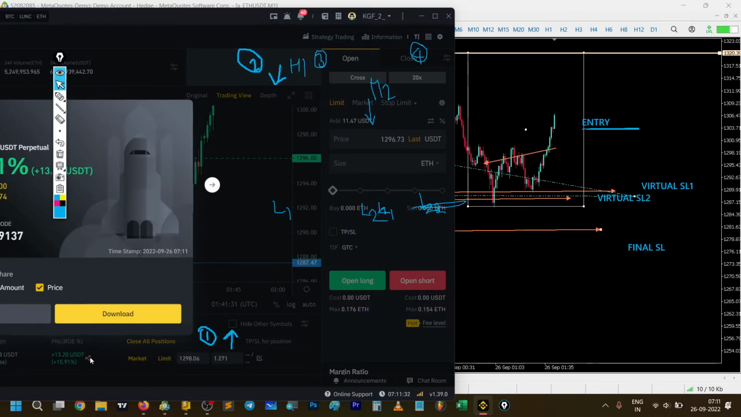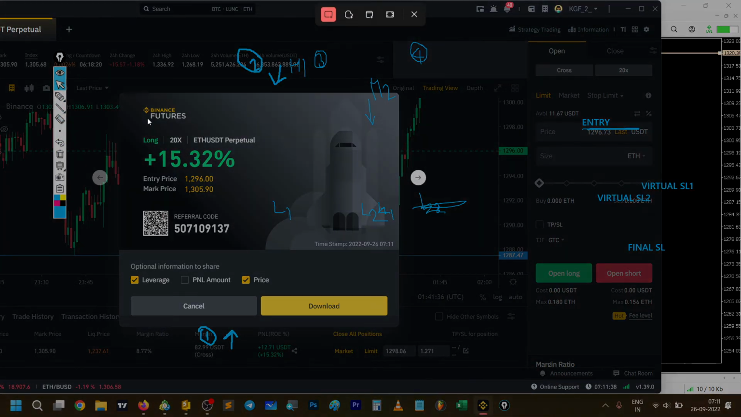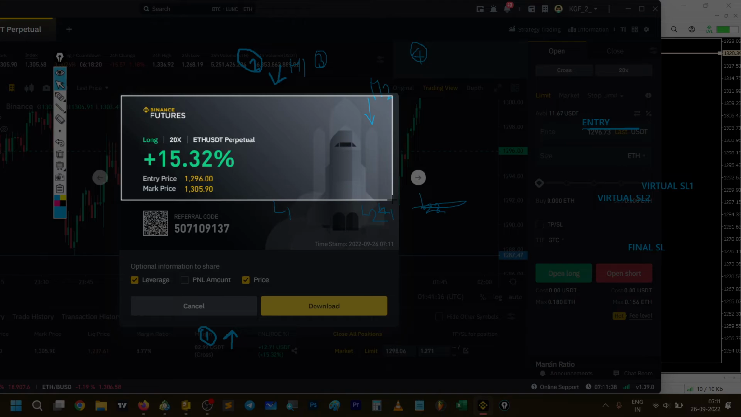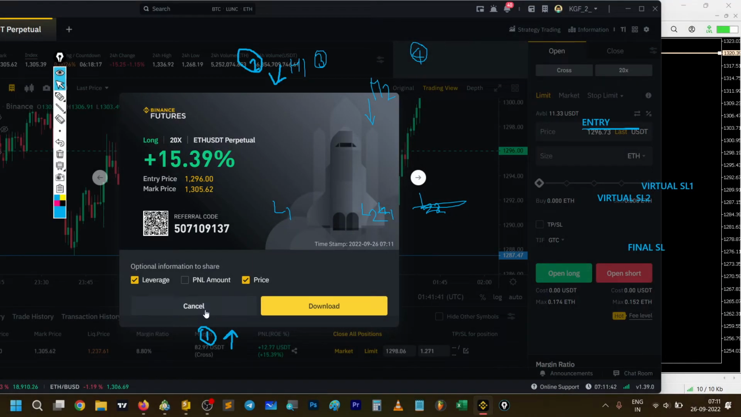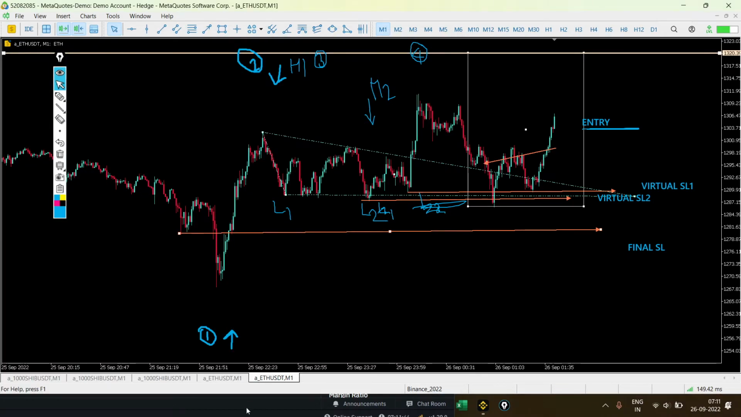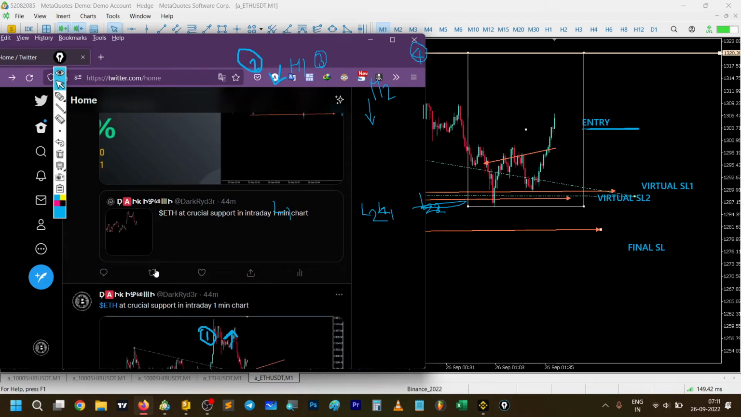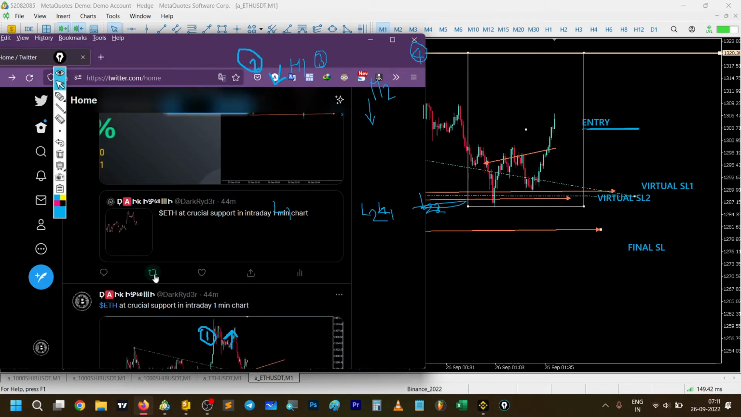So now I have been making 15%, and I can share this on my Twitter because I have already posted this. I already posted all the details on my Twitter in advance.